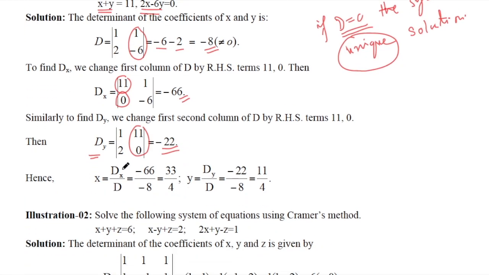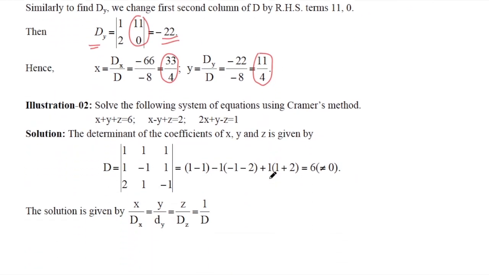So x equals dx by d, dx equals minus 66, and d equals minus 8. So the solution is this. This is the value of x. And similarly, y equals dy by d, which is 11 by 4. So the solution of the given system is x equals 33 by 4 and y equals 11 by 4.